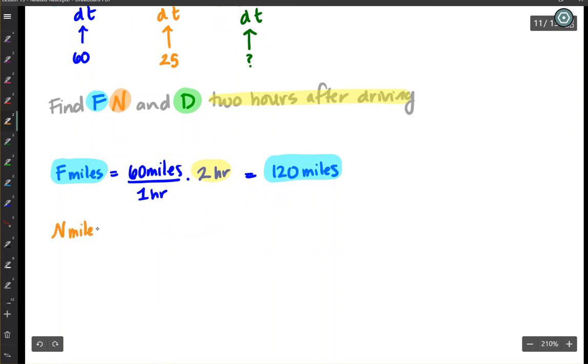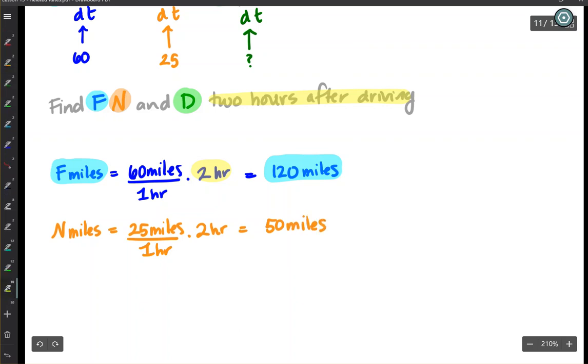Similarly, for N miles, Navraj is traveling 25 miles per hour for your 2 hours. So he's traveled a total of 50 miles. So big N is 50.